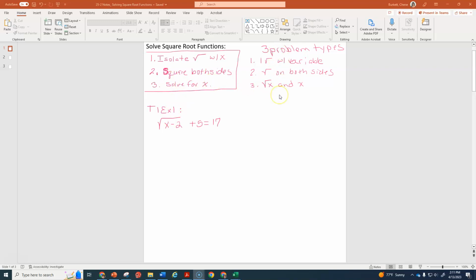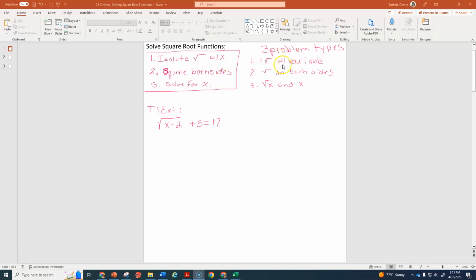However, there are 3 types of problems. Depending on what type of problem it is, this process may look a little different, but it should be pretty much the same thing each time. We'll see as we work our way through them.